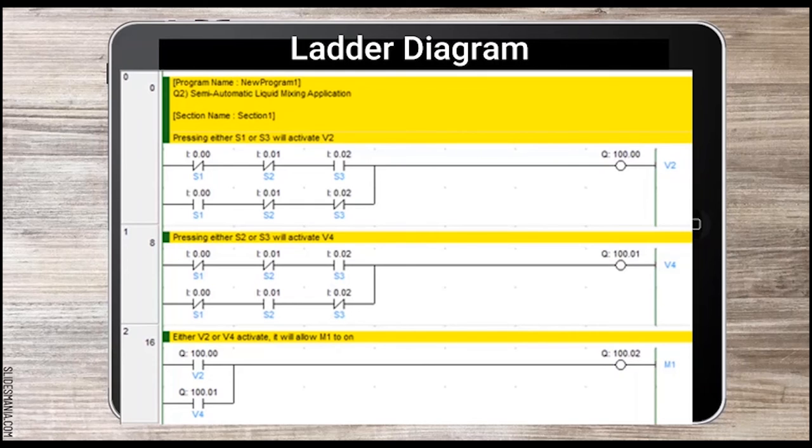At rung 2, it consists of normally closed valve 2, normally open valve 2, and normally open valve 4, and the output is motor 1.